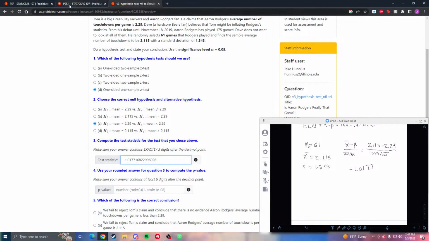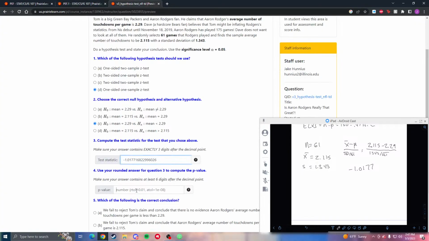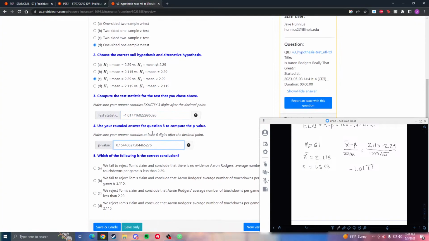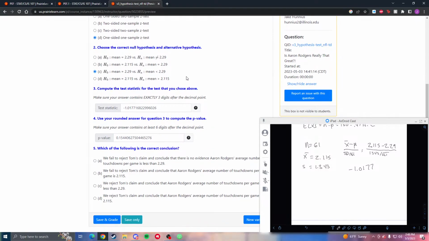And then we need to compute the p-value, so the probability that z is less than that. So that's our norm.cdf of the value we just calculated. And we get a p-value of 0.15. And since we get a p-value of 0.15, which is greater than our significance level alpha of 0.05, we fail to reject the claim.